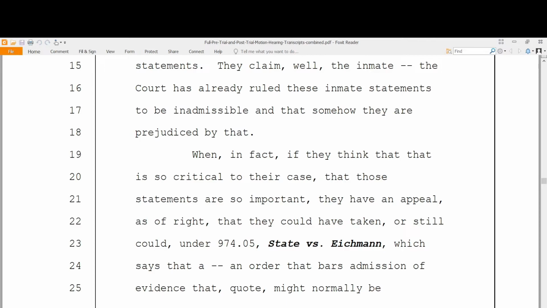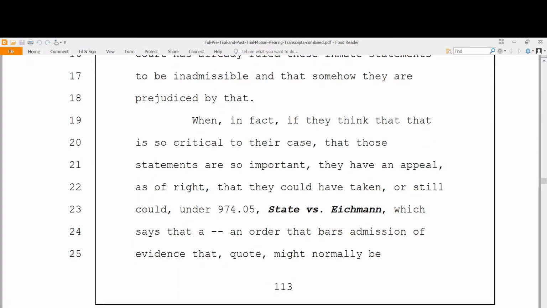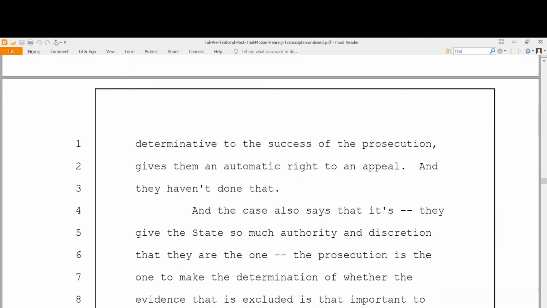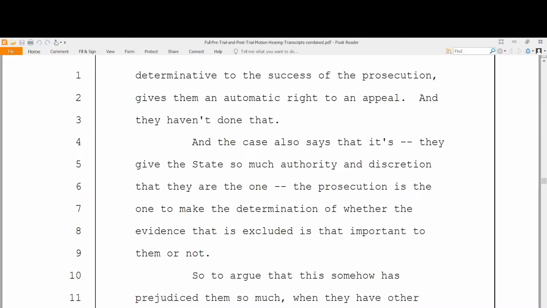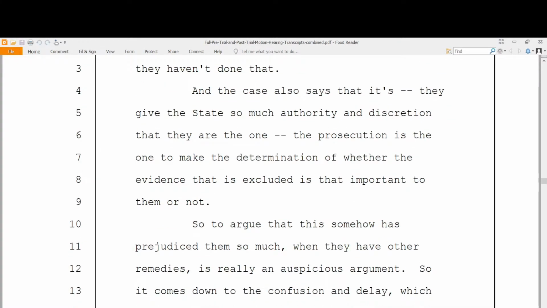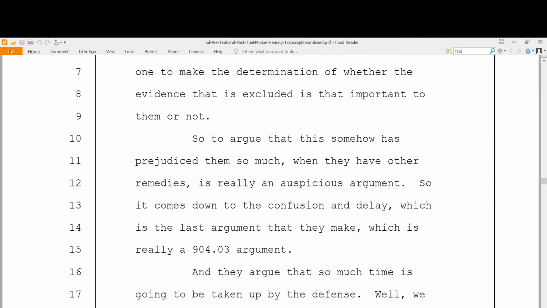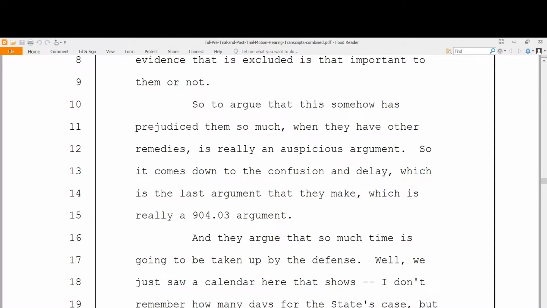When in fact, if they think those statements are so critical and so important to their case, they have an appeal as of right that they could have taken or still could under 974.05, State versus Eichmann, which says that an order that bars admission of evidence that, quote, might normally be determinative to the success of the prosecution gives them an automatic right to an appeal, and they haven't done that. And the case also says that the prosecution is the one to make the determination of whether evidence that is excluded is that important to them or not. So to argue that this somehow prejudices them so much when they have other remedies is really a specious argument.